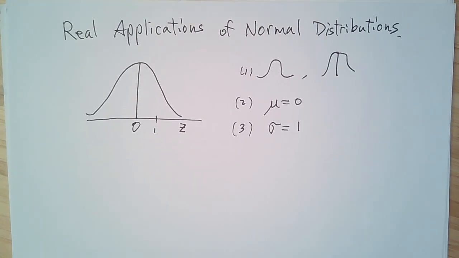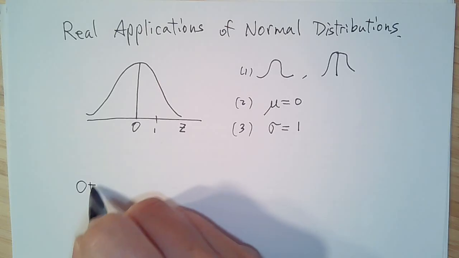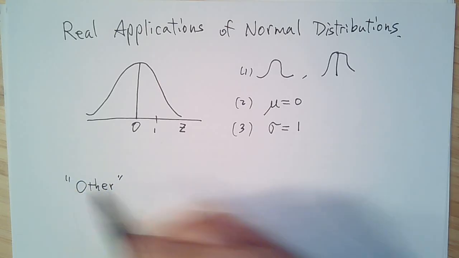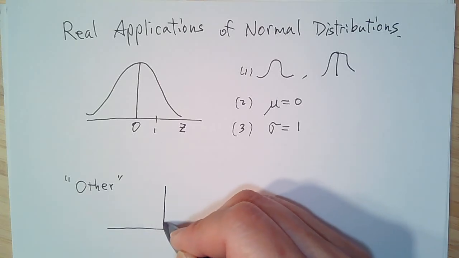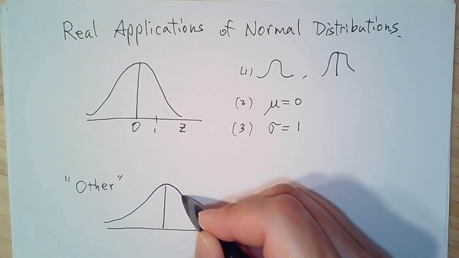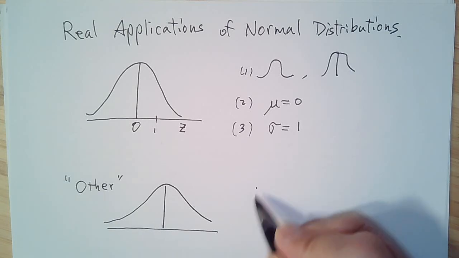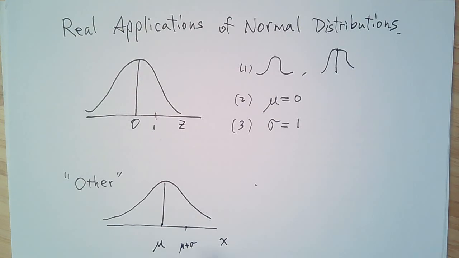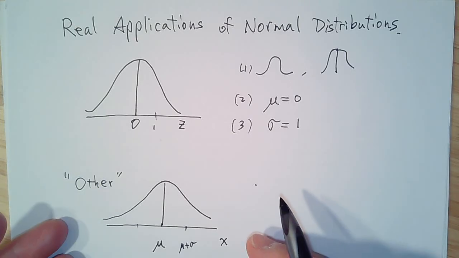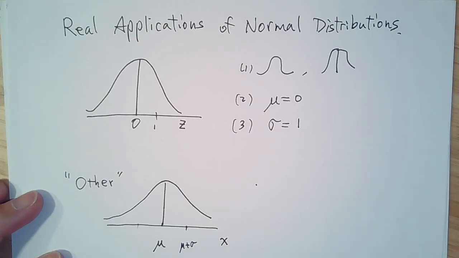But for any other, which we should call a non-standard normal distribution, it also has a bell-shaped curve. Again, that's x, and here's mu, and this is mu plus the standard deviation. That's one standard deviation above the mean, and here's one standard deviation below the mean. This is still a normal probability distribution, and that's what we're going to learn right now.